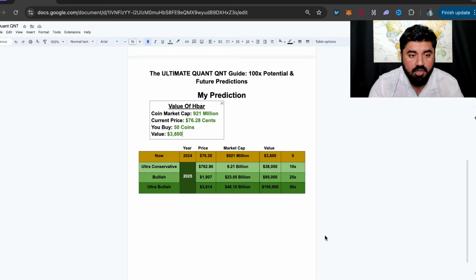And that's a 50x increase on your initial investment of $3,800. Literally, one of your coins, out of your 50, will be worth your initial investment. That's how crazy that price estimate is.